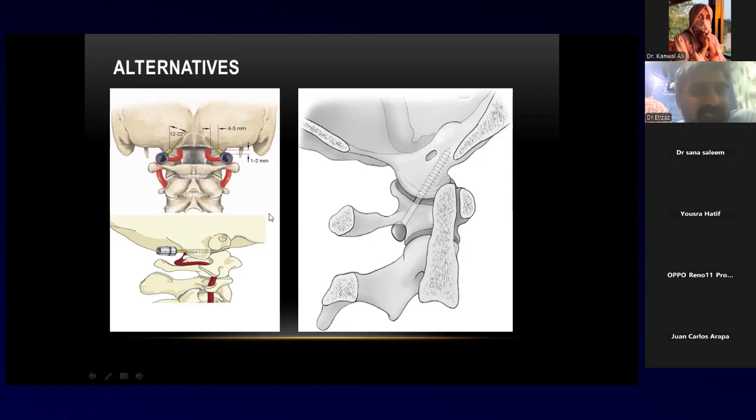The concept is associated with the transarticular approach. You can do that and put a graft. That is called the Gallie technique. But she is talking about only the sublaminar wiring.